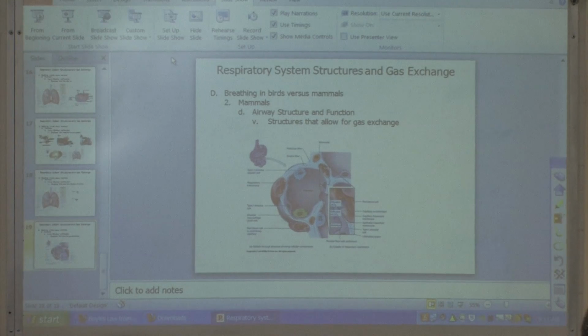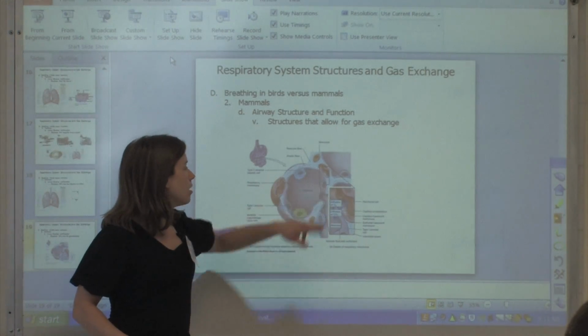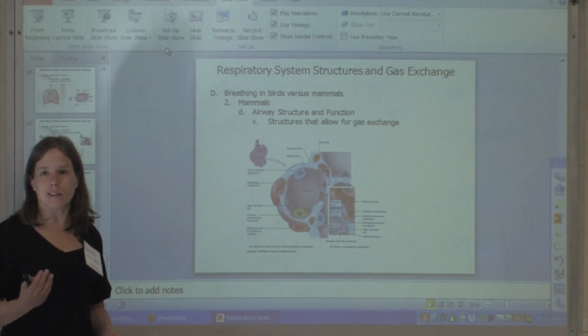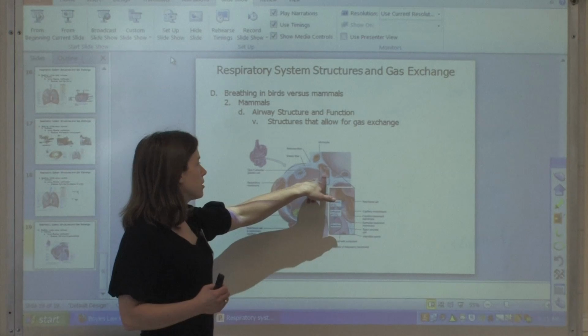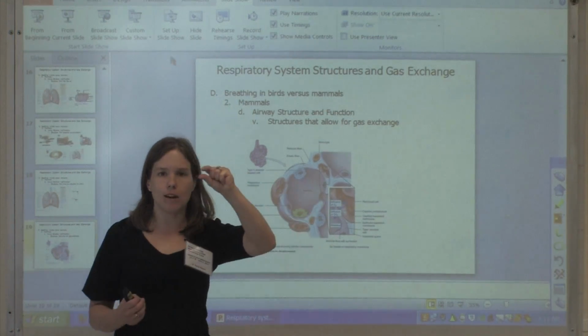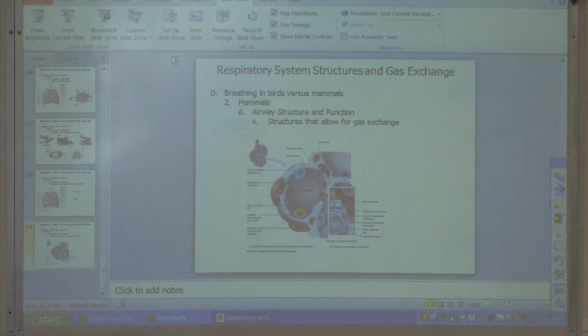So we've maximized surface area because there are a lot of them, and the diffusion distance is minimized because of the proximity of the pulmonary capillary to the alveolus and the thinness of these structures. So the alveolus is only a single cell layer thick.